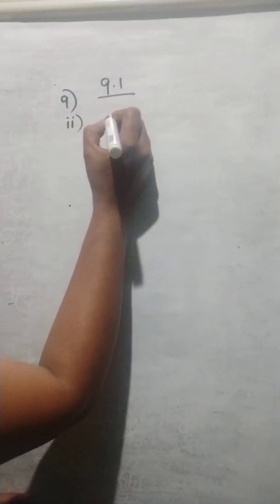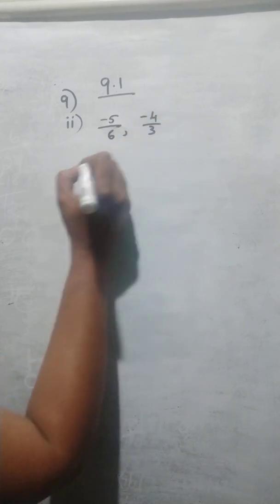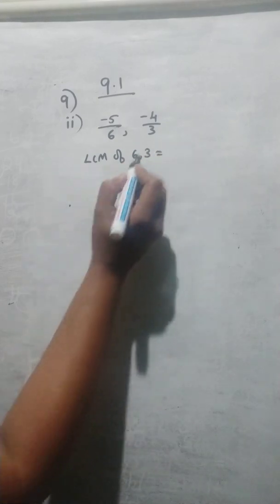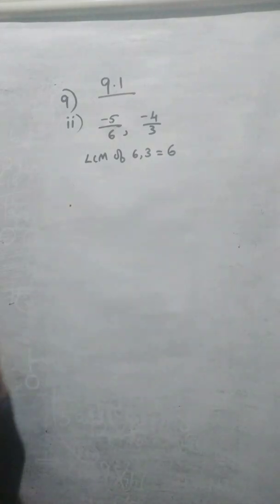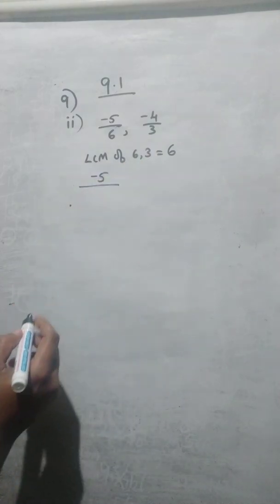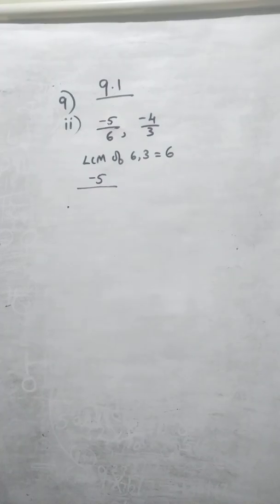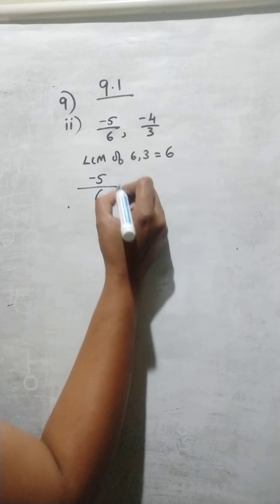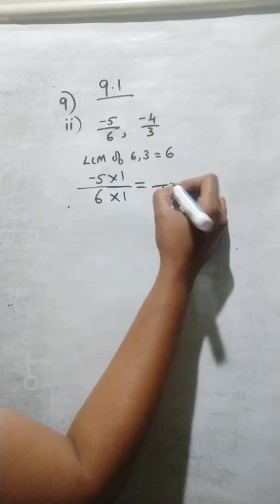Second question is negative 5/6 and negative 4/3. Here, the LCM of 6 and 3. Here we know 6 is a multiple of 3. Okay. So 6 will be the LCM. Next step is we have to convert both rational numbers into 6 as the denominator. Then negative 5/6. We have to multiply both numerator and denominator by 1 to get 6 as the denominator.